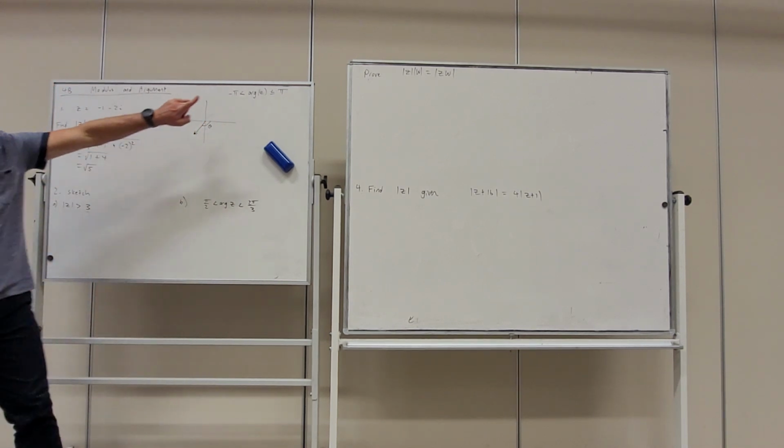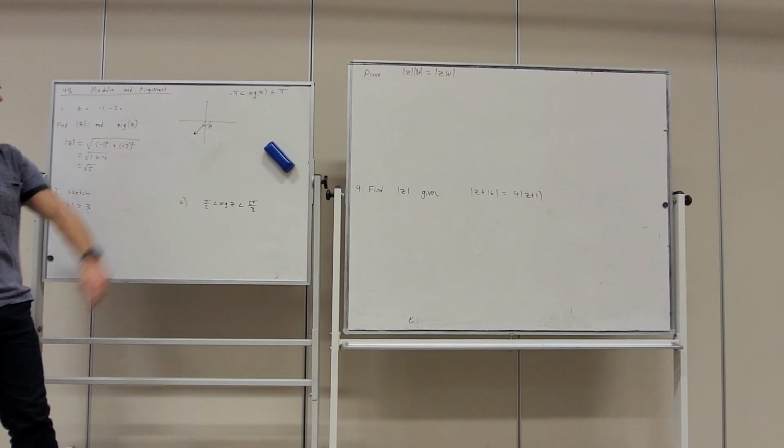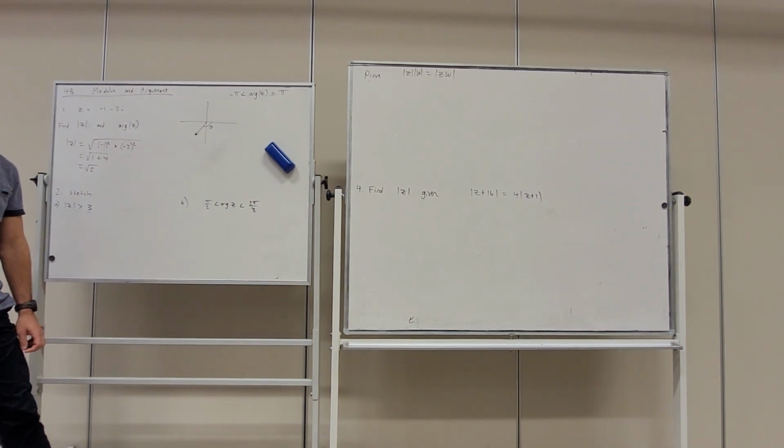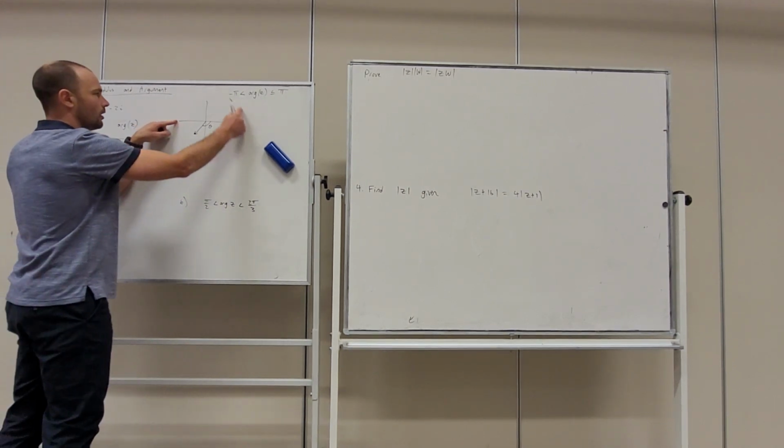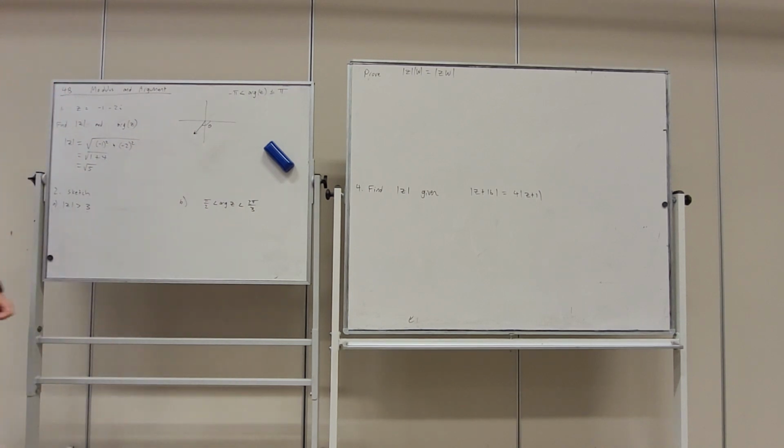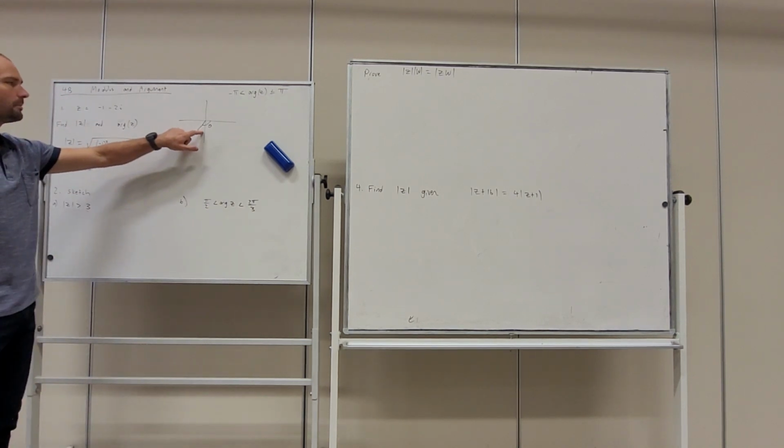All right, we have this restriction for the argument of z. We define it between minus pi and positive pi. So from minus pi the whole way around to positive pi. So we want to determine this angle here.